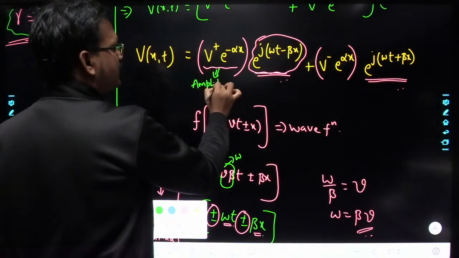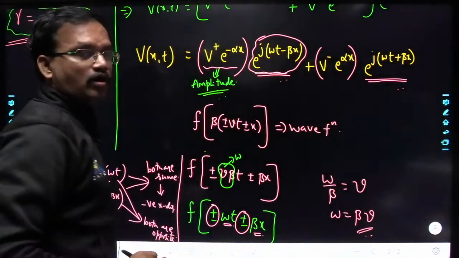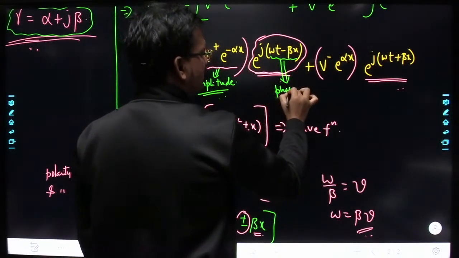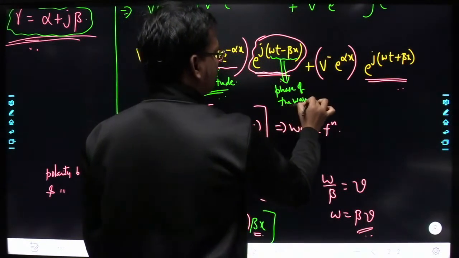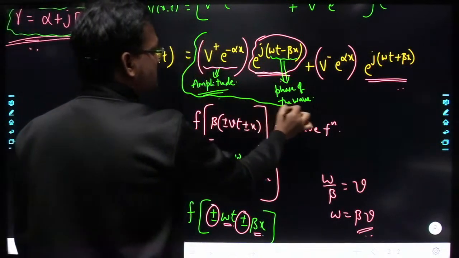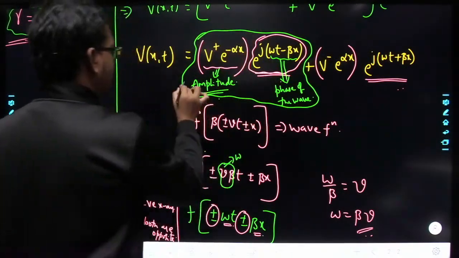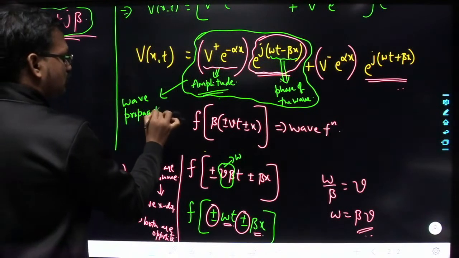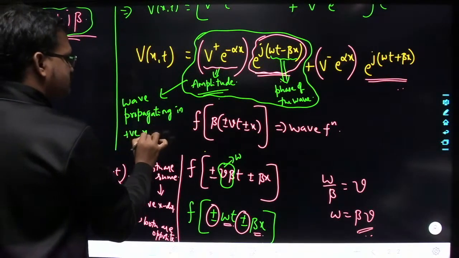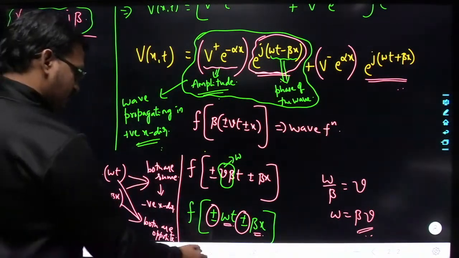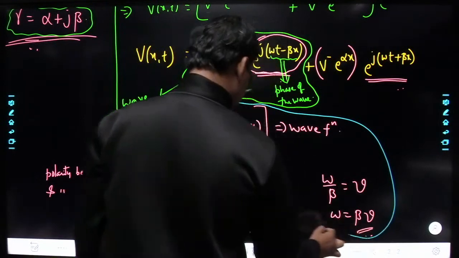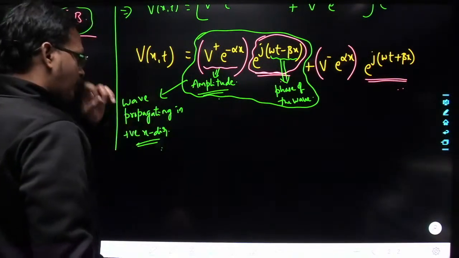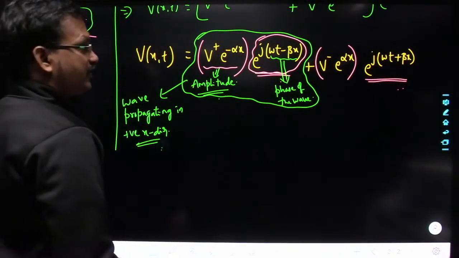V plus into e power minus alpha x will represent the amplitude of the wave. And this omega t minus beta x will represent the phase of the wave. Understood? So this total will represent a wave propagating in positive x direction. Right? Okay.